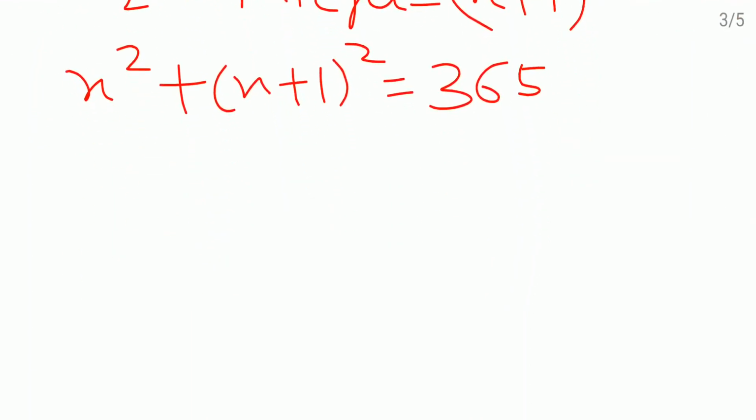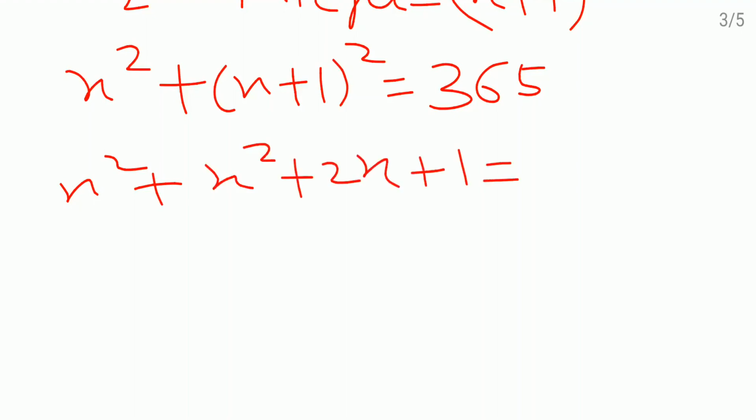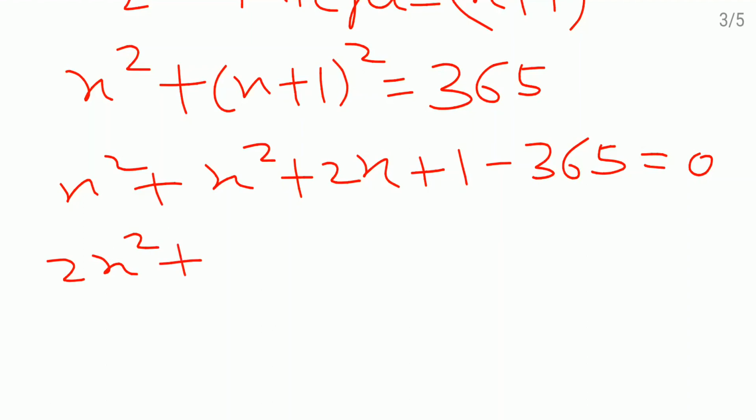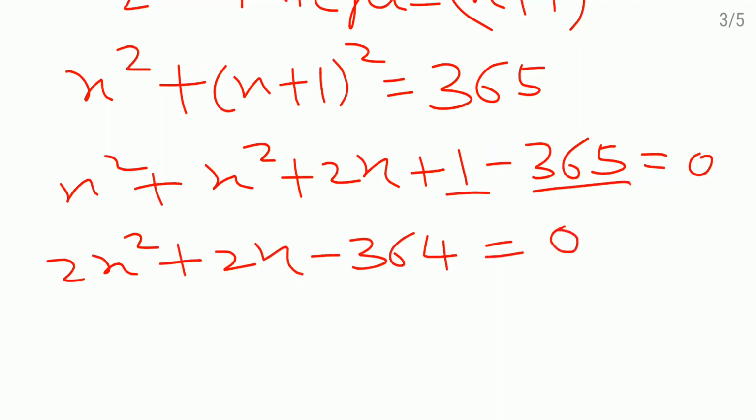Now we'll make the square: x square as it is. This one, a plus b the bracket square, we will use that identity here. So x square plus 2x plus 1 is equal to 365. We'll bring this 365 this side, it will become negative. So 365 here is equal to 0. Now 2x square plus 2x minus 364, subtraction of these two numbers, is equal to 0.